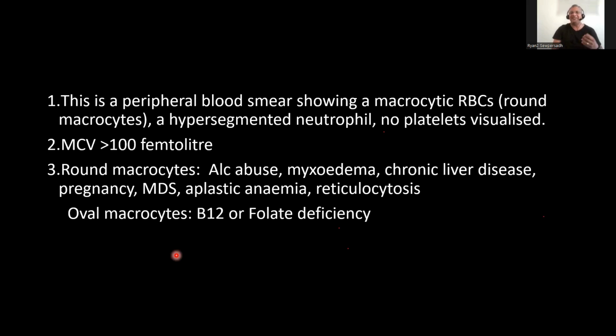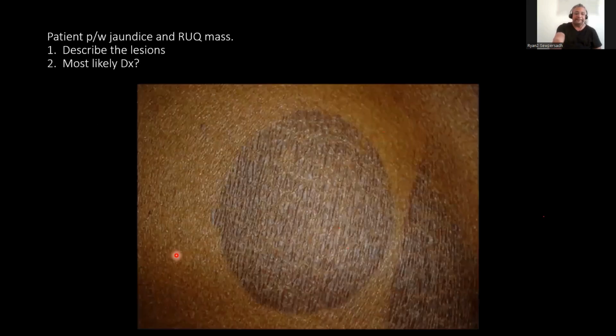Megaloblastic and non-megaloblastic macrocytic, sorry. So megaloblastic is B12 and folate deficiency and all the causes thereof, whereas non-megaloblastic macrocytic anemia is more liver disease, hypothyroidism, reticulocytosis, myelodysplasia, myelofibrosis, drug-induced, and so forth.